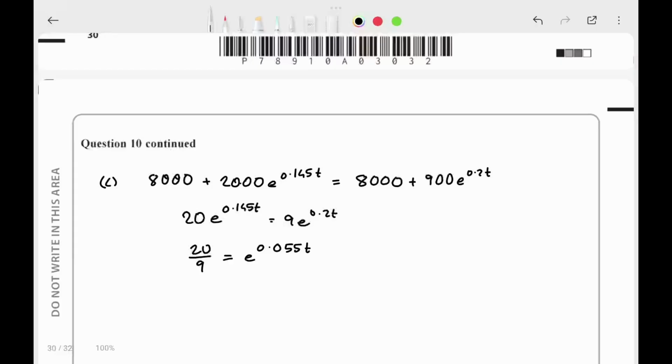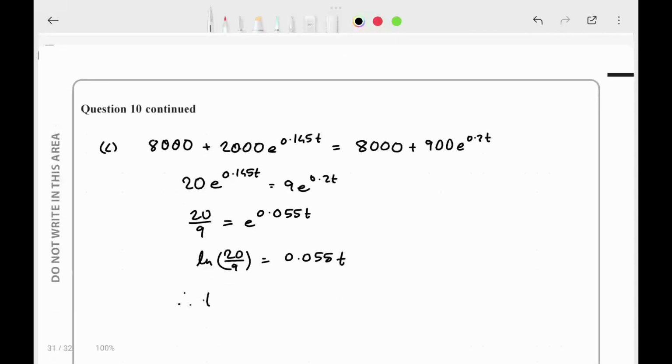Now we can just introduce ln. So ln of 20 by 9 is equal to 0.055t. Therefore, t is equal to, that's 14.5. So 14.5 years.